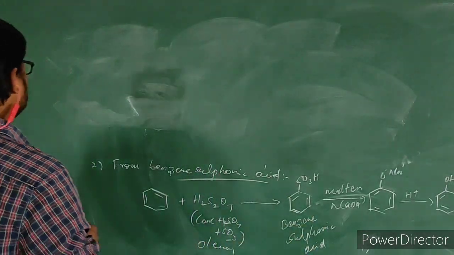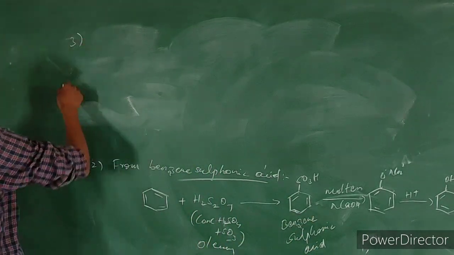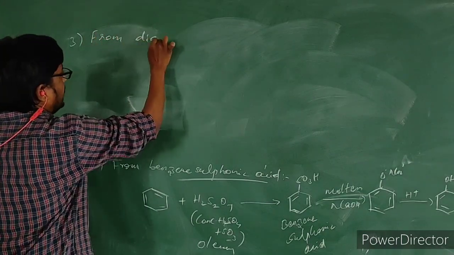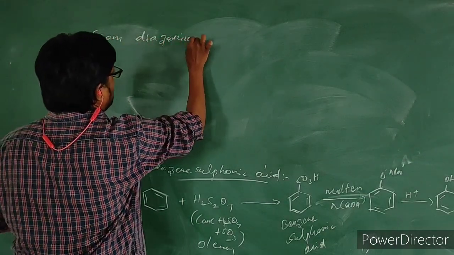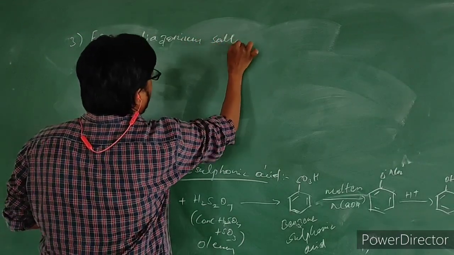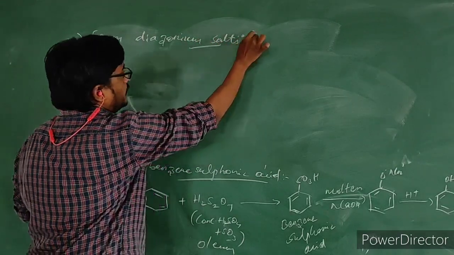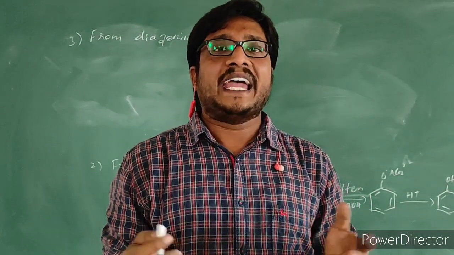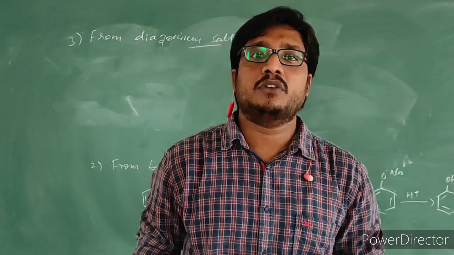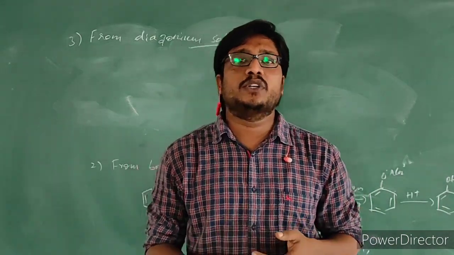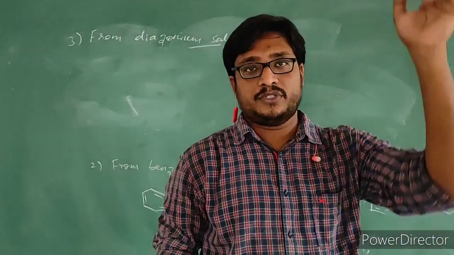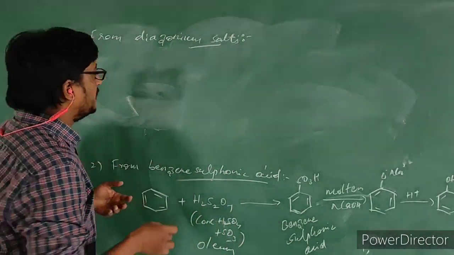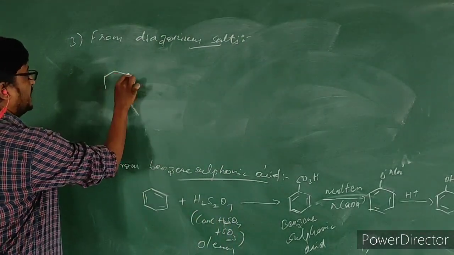Simple thing. Next, the third method, from diazonium salts. So we can also prepare phenol by taking diazonium salt, benzene diazonium salt. You know how benzene diazonium salt gets produced. Initially, to form benzene diazonium salt, we take the reactant as aniline.